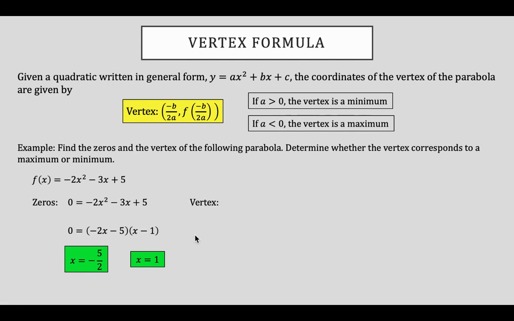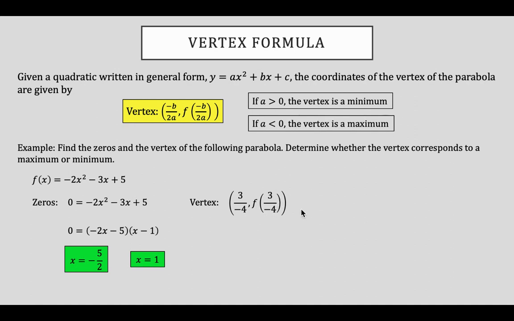All right, let's see if we can find the vertex using our new vertex formula here. The vertex is negative b over 2a, comma, f of negative b over 2a. Well, the opposite of the b coefficient is going to be a positive 3, divided by 2 times a. That would give me a negative 4. So our vertex will be located at 3 divided by negative 4, that's negative 3/4, comma, f of negative 3/4.